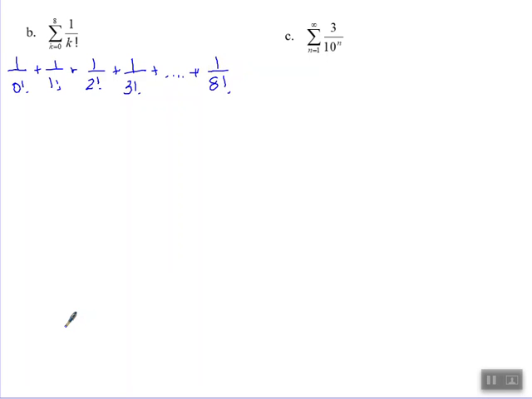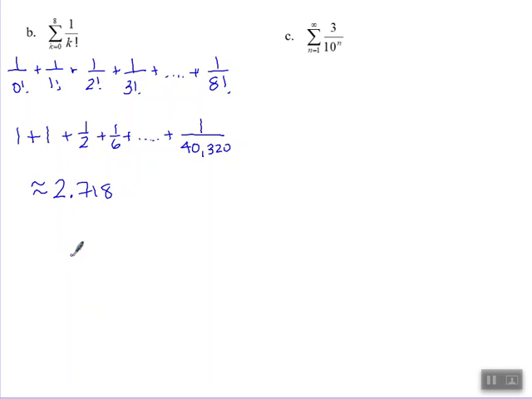Since we have factorials, we're probably going to need some help from the calculator. 1 over 0 factorial is just 1. 1 over 1 factorial is 1. 1 over 2 factorial is 1/2. 1 over 3 factorial is 1/6. And we keep going until we have 1 over 8 factorial, which is 1 over 40,320. If you add all of these numbers up in the calculator, you get approximately 2.718.